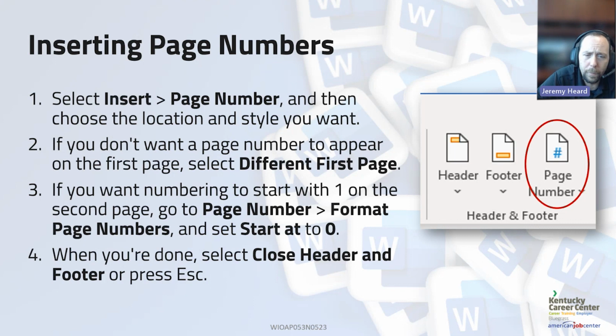To insert a page number is basically the same thing as inserting a footer. So you would just insert page number, and then you can actually tell it to start on whatever page you want to start on. You can also start at whatever page number you want to start on. So you can start at page 0, or you can start at page 5. It doesn't matter. You can choose all that in the settings once you've set a page number. When you're all done, you'll select close header and footer, or press escape.